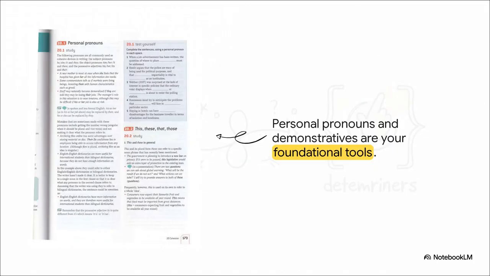Our academic sources lay the groundwork right here with personal pronouns. Think of these as your foundational devices. We've got our subject pronouns, he, she, it, they. We've got object pronouns like him, her, and them. And super importantly, we have possessive adjectives or determiners like his, her, its, and their. These are the basic building blocks for a natural-sounding paragraph.